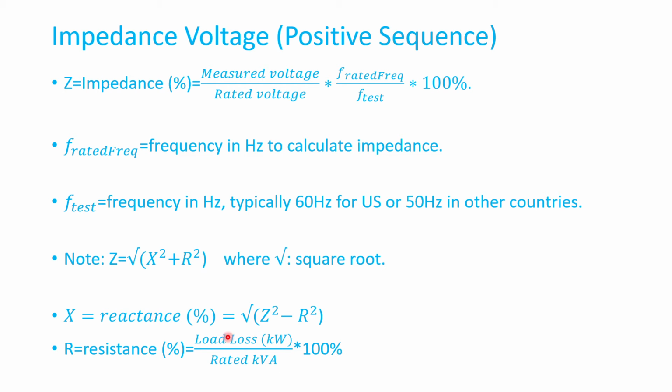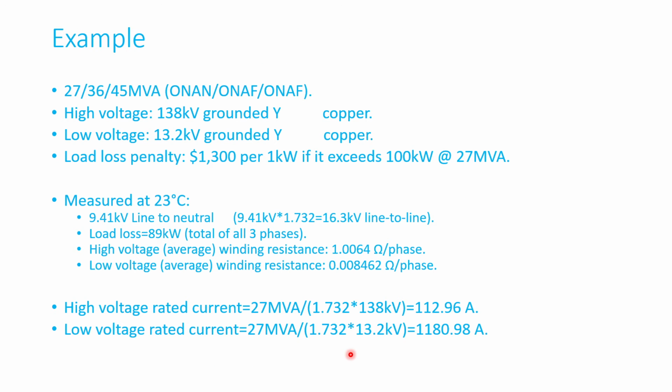And again, anytime you have units, you have to be consistent. Load loss, if you measure it in watts, then you have to use VA. If you measure load loss in megawatts, then you have to use rated MVA. So you have to multiply by the right unit, just for consistency. Otherwise, you're going to be off in your calculation.